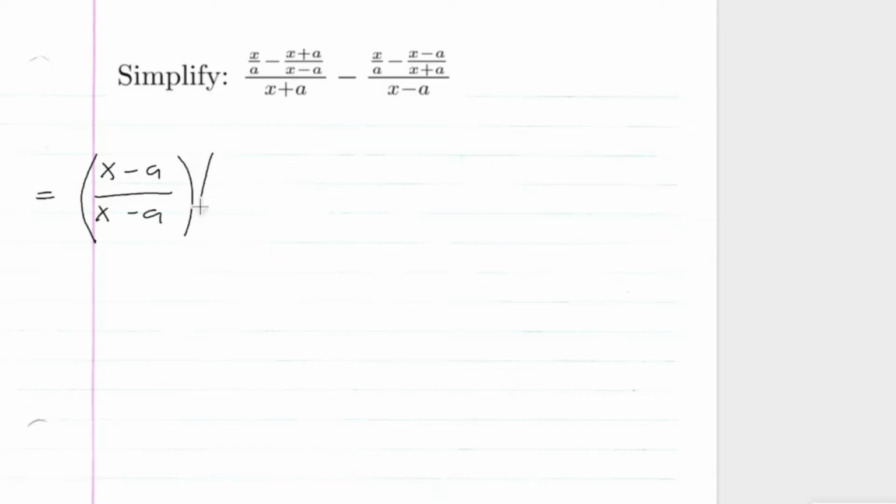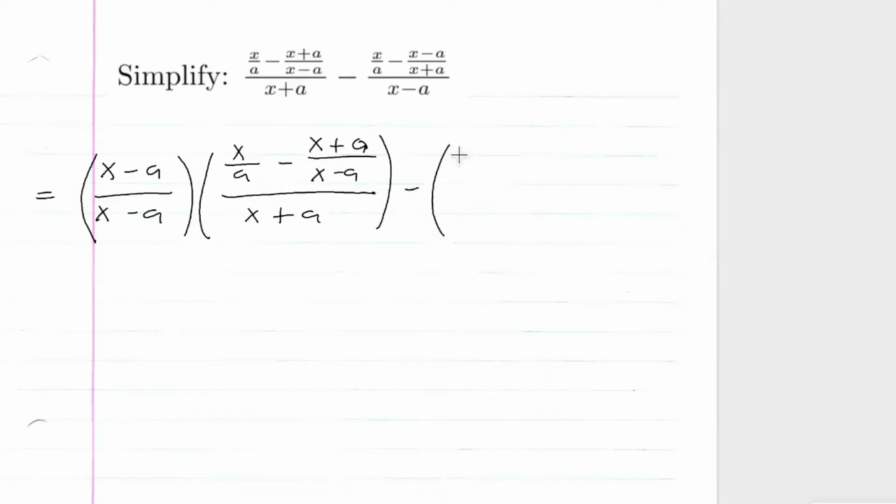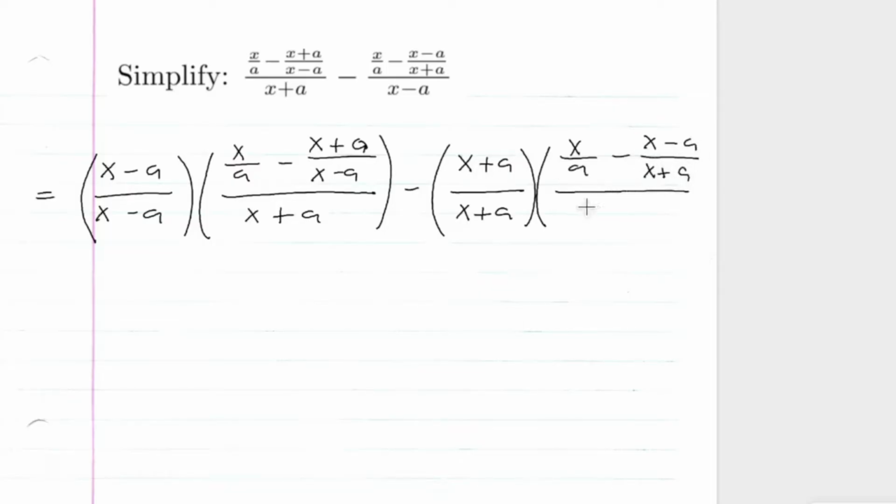And then I'm going to have that x over a minus x plus a over x minus a over x plus a, and then minus, so in this case I'm going to have that x plus a over x plus a times the x over a minus x minus a over x plus a, all over x minus a, right?